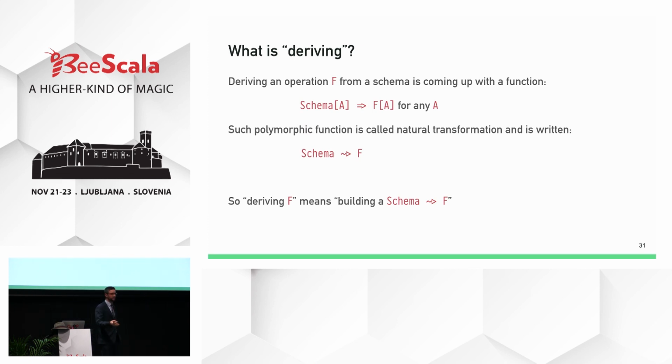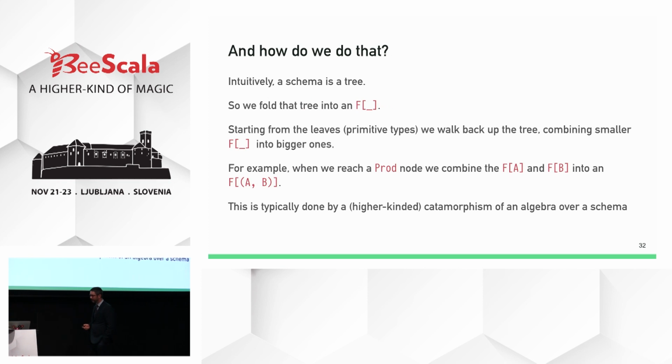And what does it mean to derive? Well, it means that given a schema for A, for any possible A, I want to get the corresponding f of A. And because it's a for any A, this, in fact, is what we call a natural transformation. So deriving an operation or a type class from a schema is just being able to build this natural transformation from schema to F.